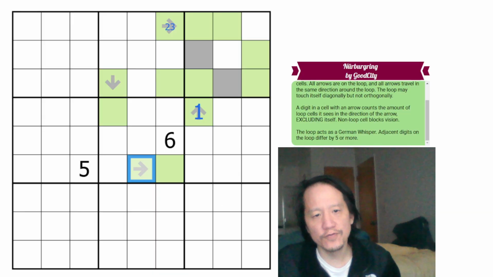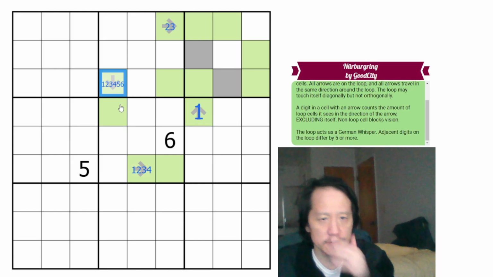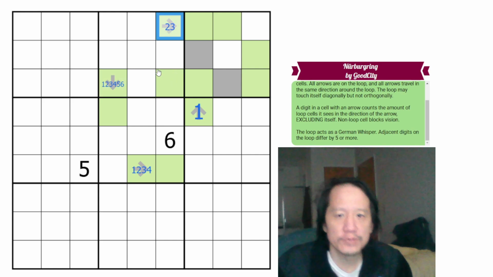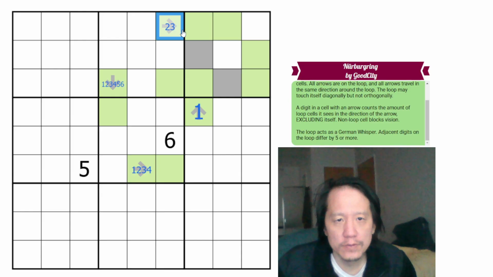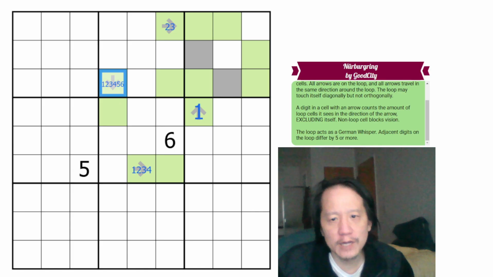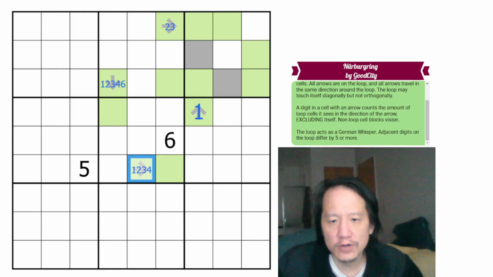This is 1 through 4. This is 1 through 6. This is 2 or 3. So this is a low, this is a low. Okay, so then on this we know, you cannot ever have 5 on a German whisper line with normal Sudoku rules. So we know, okay, this is low.